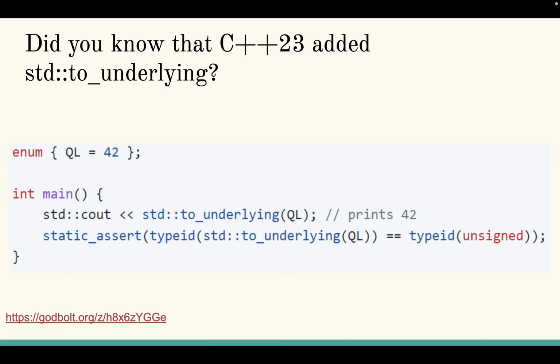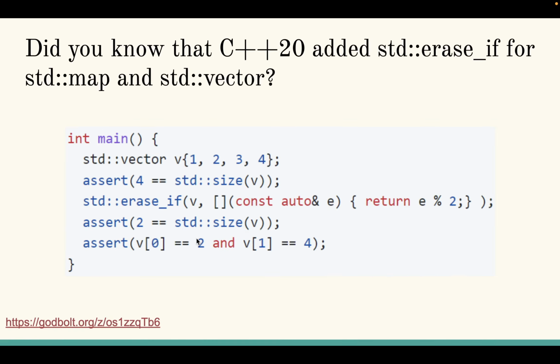But in C++23, you can have access to the underlying type information of a constant, specifically for the enum. For example, you can pass the constant to this function, to_underlying, and then you have access to the underlying type of this constant, and then it will be possible to get a typeid of this constant. This is also really great.